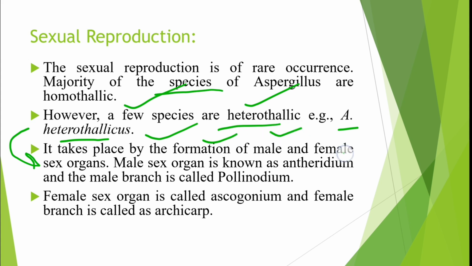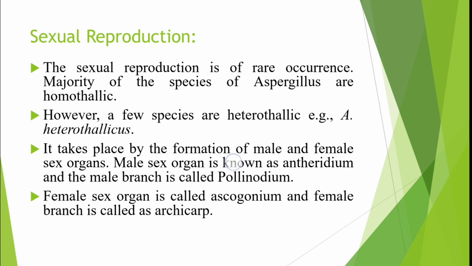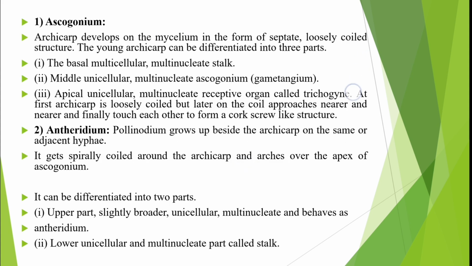Male sex organs are known as antheridium. The female sex organ is called ascogonium. The male branch, the branch on which the male sex organ is developed, is called pollinodium. The female sex organ is called ascogonium and the female branch is called archicarp. Okay, next, the ascogonium and archicarp develop on the mycelium. Archicarp means the female branch, or the branch on which the female sex organ is developed.